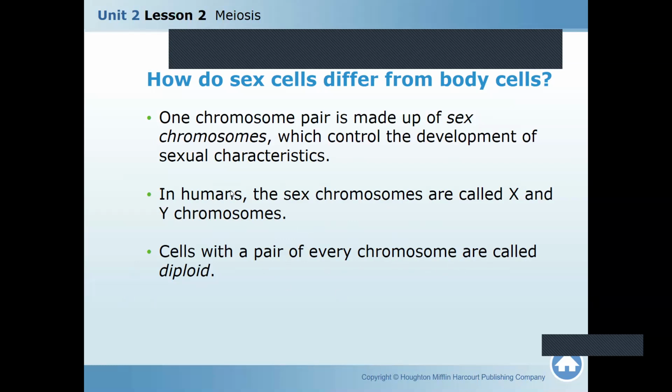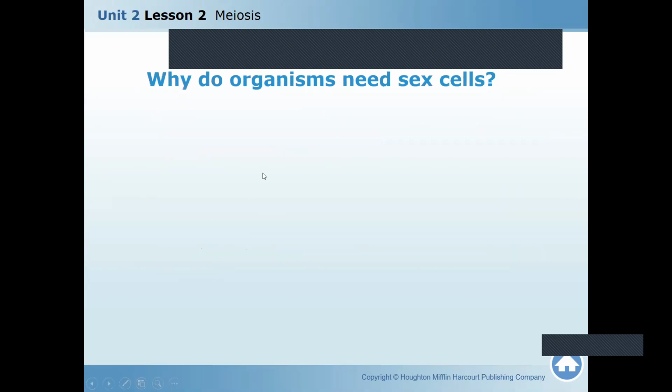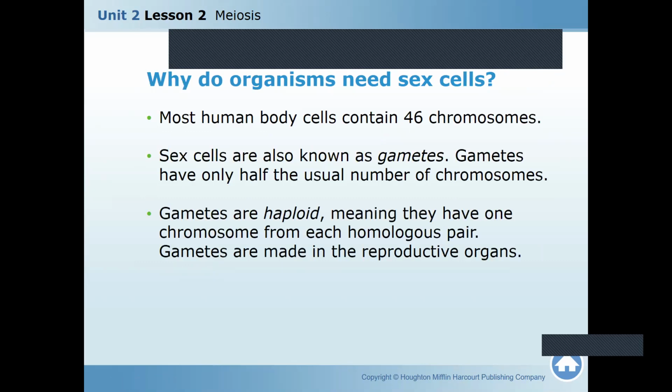If they are in pair, they are called diploid. How many chromosomes do we have in our body cells? We have 46 chromosomes, which is 23 pairs. Sex cells are also called our gametes.